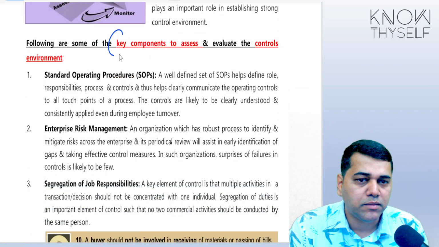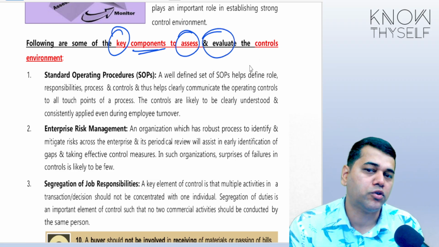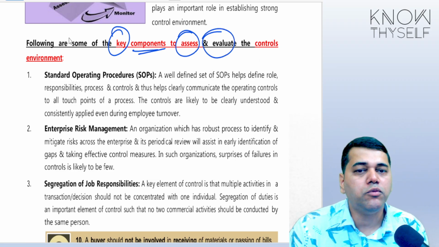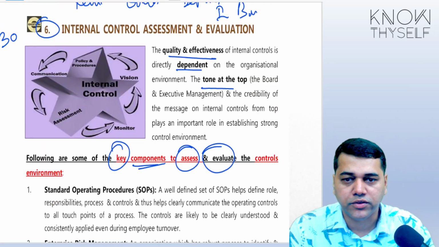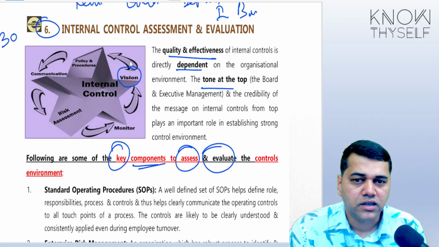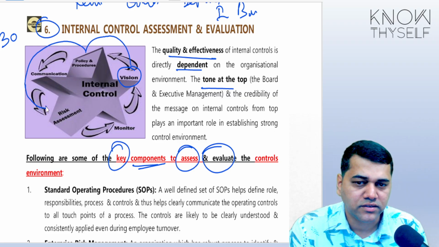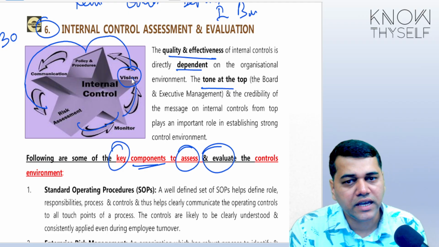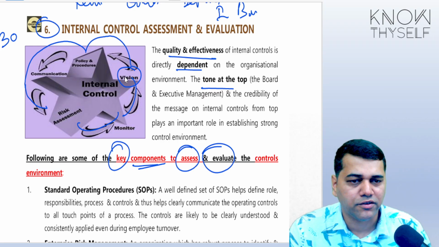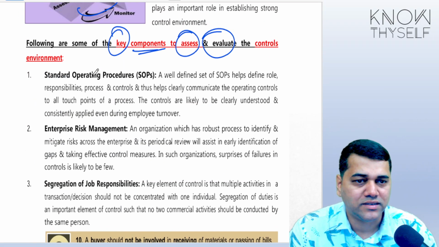Following are the key components to assess and evaluate the control environment. If you are talking about the evaluation of the control environment, see the picture they have given here. Everything starts with the vision. Based on the vision, you develop the policies and procedures that you communicate to the employees. Then you assess the risk and you monitor it. Then again you review the vision. Okay, some picture they have given from somewhere. Leave it. Now, what are the key components to assess and evaluate?